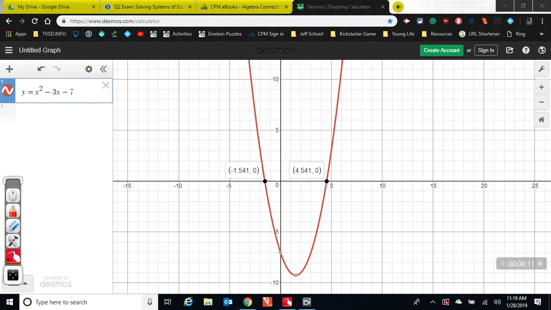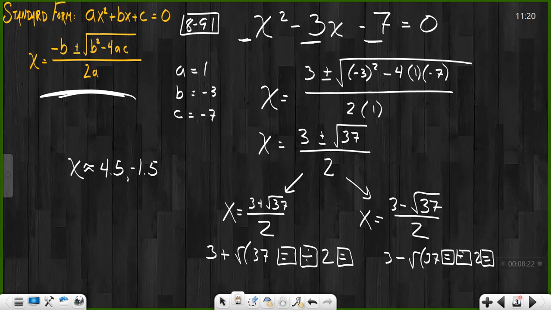And if we go back to our spots here, we see that that's actually true. Technically, we got negative 1.541, and it kept going forever and never repeating. Just round that to negative 1.5. If you want to go to 2 decimal places, you can. And the other one to 4.5. Okay? So that's approximately the values of x that make this equation true. And that's how we're going to solve quadratic equations that cannot be factored but still have an answer.